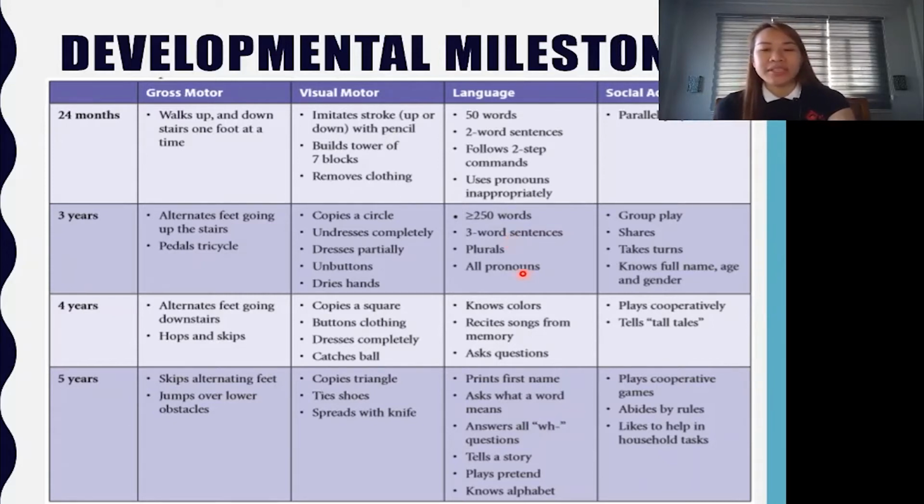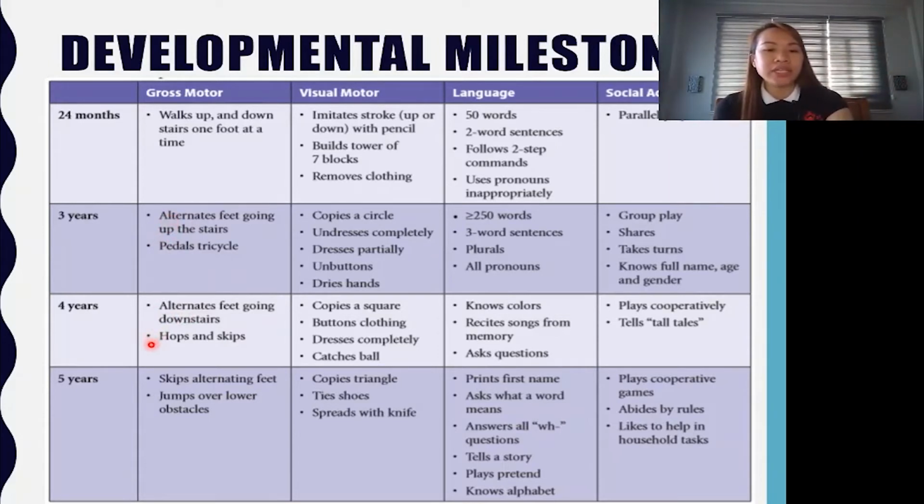So, they can use all pronouns already, and they start to do group play or associative play. When we say associative play, they now start to share or take turns. And during play, they know their full name, their age, and gender. So, sasabihin nila, ako po si Ma Angelica Agatha, I'm 4 years old, ganon. So, at 4 years old, okay, alternate feet going downstairs naman. So, remember, they learn first how to go upstairs, packet muna, before they learn how to go downstairs.